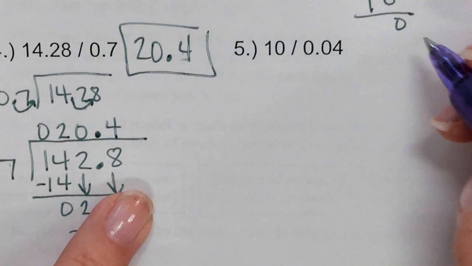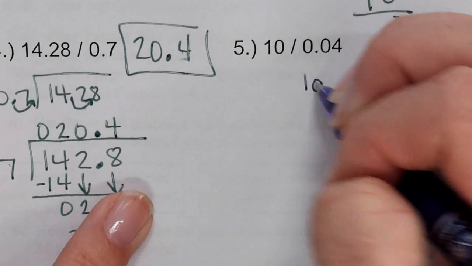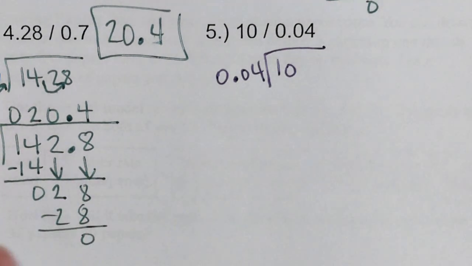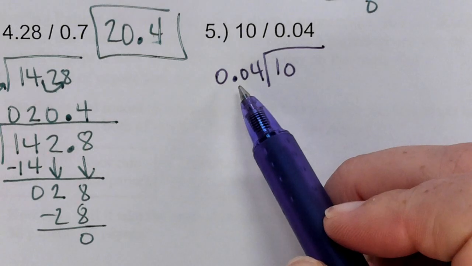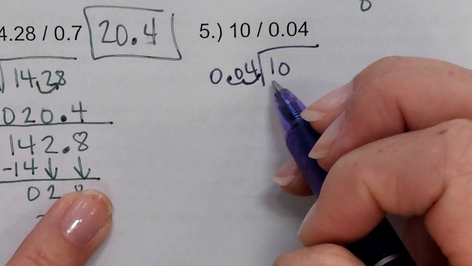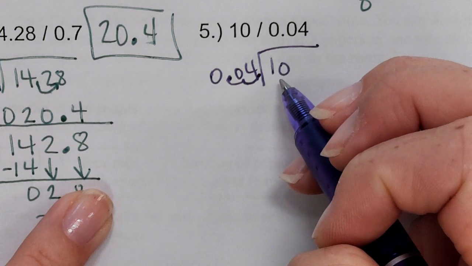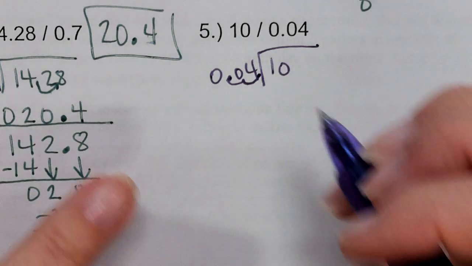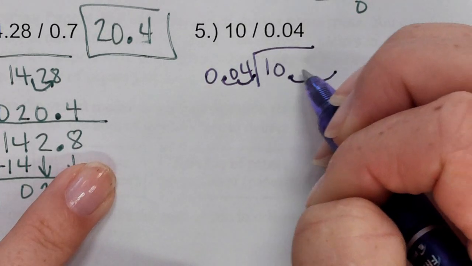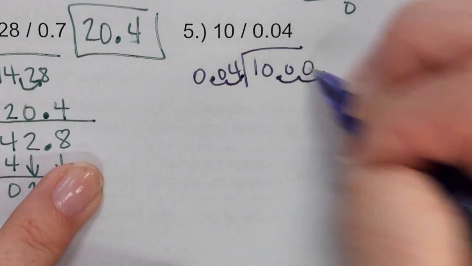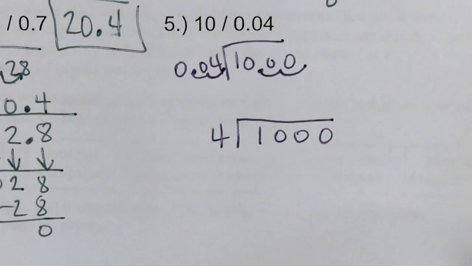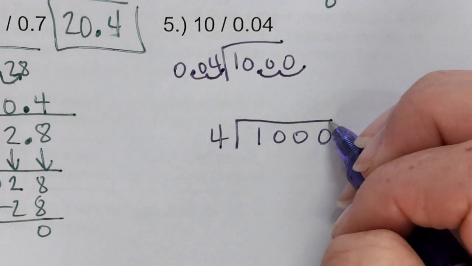All right, next one. What goes in the house? 10 divided by 0.04. How many times would I need to move this decimal to make a whole number? 1, 2. Now, this number doesn't have a decimal that you see, but invisibly, math-wise, there is a decimal. Where is it at? Right here. So I got to move it 1, 2. So what's going to go here? 0. So I'm actually going to have 1,000 divided by 4. My decimal is now here if I need it.